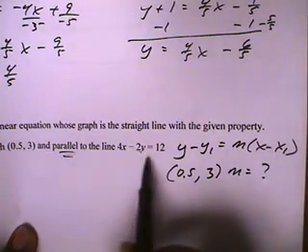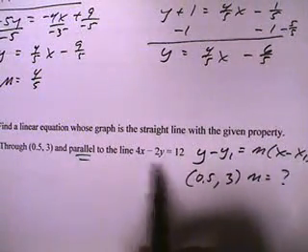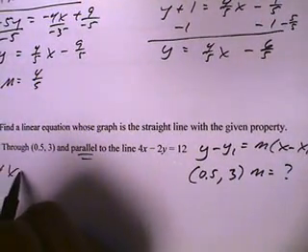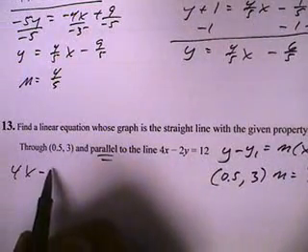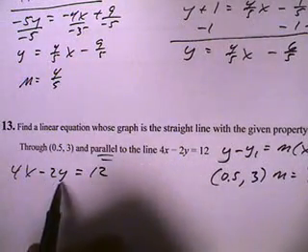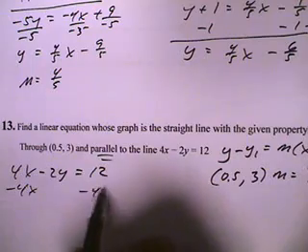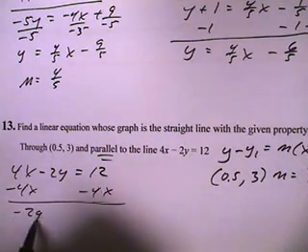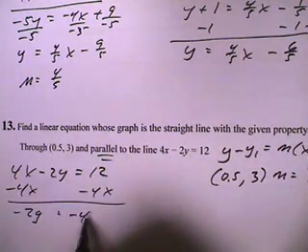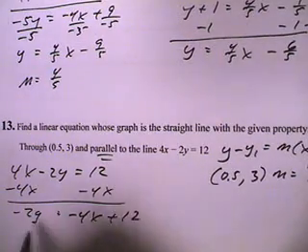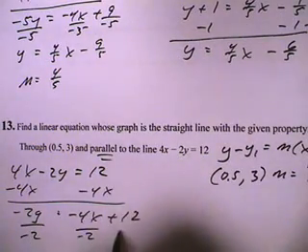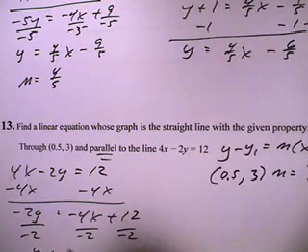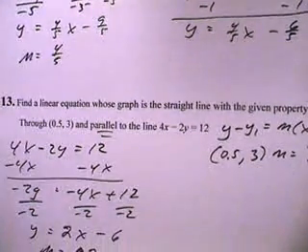The slope is going to be parallel to this equation. So let's find the slope of this equation. 4x minus 2y equals 12. We're going to solve for y. So minus 4x on both sides. We get -2y equals -4x plus 12. Divide everything by -2. And we get y equals 2x minus 6. And my slope is 2.